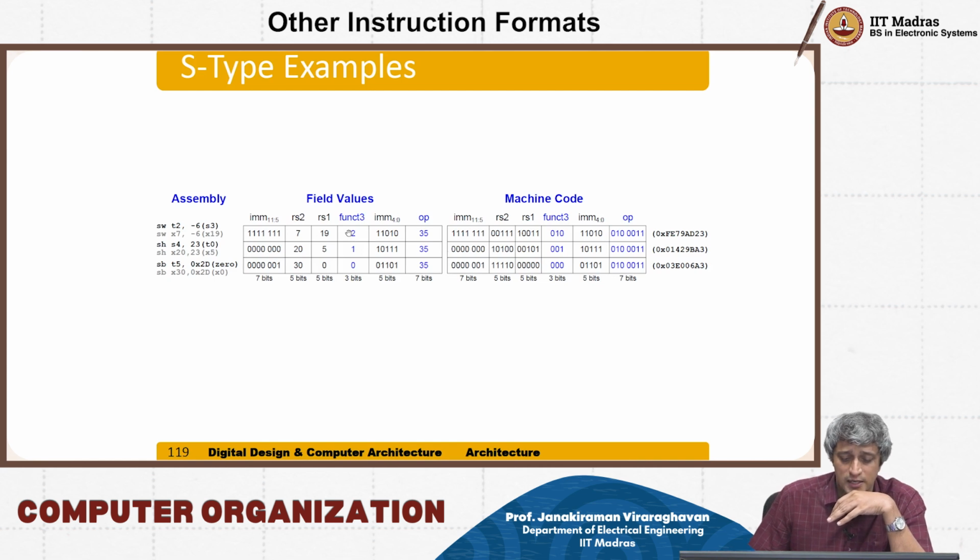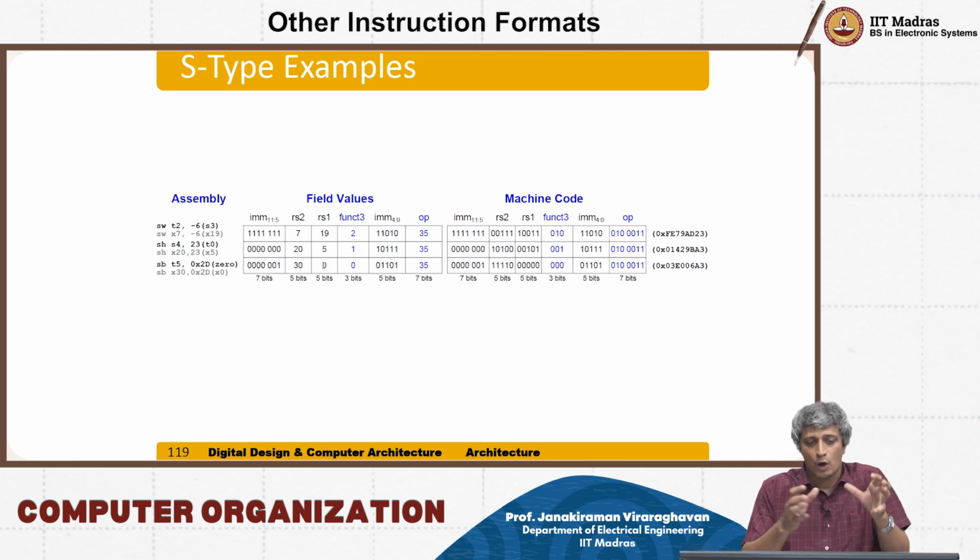Function 3 is now going to do something different from this. Again I leave it to you to figure out what the SH and SB operations are, how they differ from the SW operation that we discussed, and how they are encoded into this instruction format.